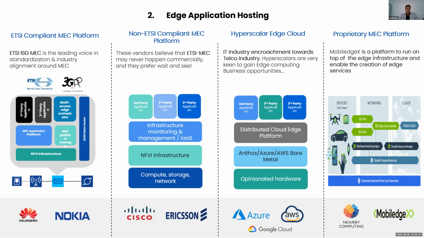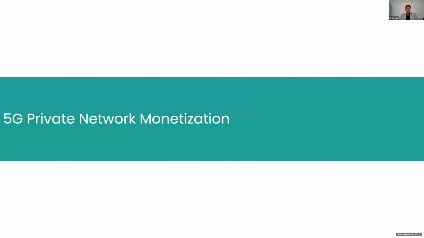Other vendors like Ericsson and Cisco believe more in connectivity, and they see application hosting as an infrastructure as a service, or IaaS, approach, while they are comfortable providing the connectivity. Hyperscalers, on the other side, are targeting this opportunity with their own proprietary solution, and they are also providing the same infrastructure as a service kind of solution. Some vendors like Nearby and MobiledgeX, which has recently been bought by Google, have their own proprietary solutions. They devise their own way of onboarding third-party applications, lifecycle management, and orchestrating these applications. Let's quickly talk about 5G private network monetization.